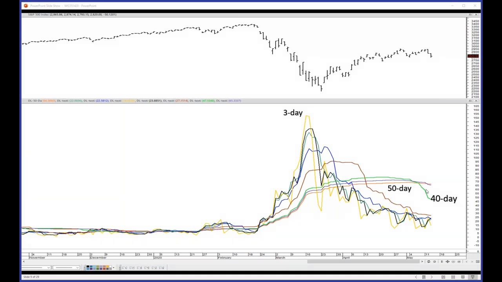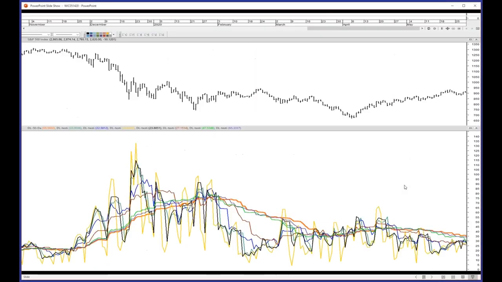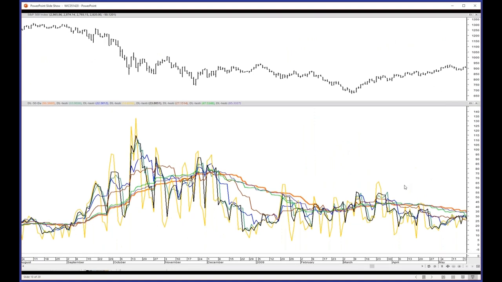Now, let me just show you something really quick. So the point I'm making here is, yeah, it looked pretty good on the last bottom, but if I just went back in time and found a bottom in the market that was kind of interesting, and that was 2003, and you could see that the 3-day peaked there, and then all those other volatility readings peaked shortly thereafter or around that time. But the market continued lower.